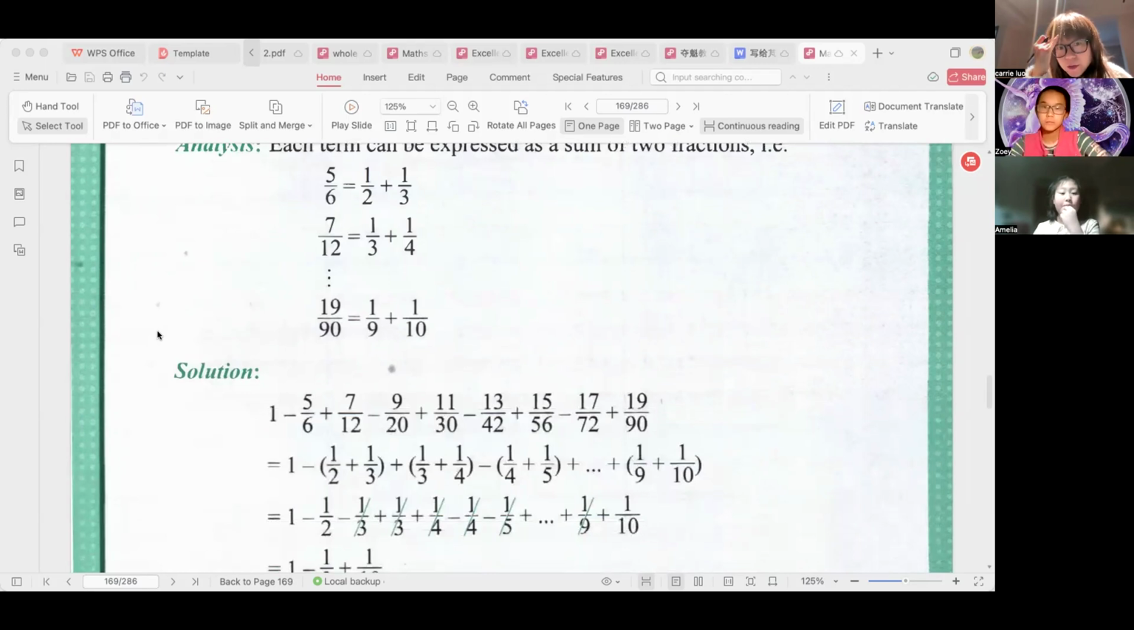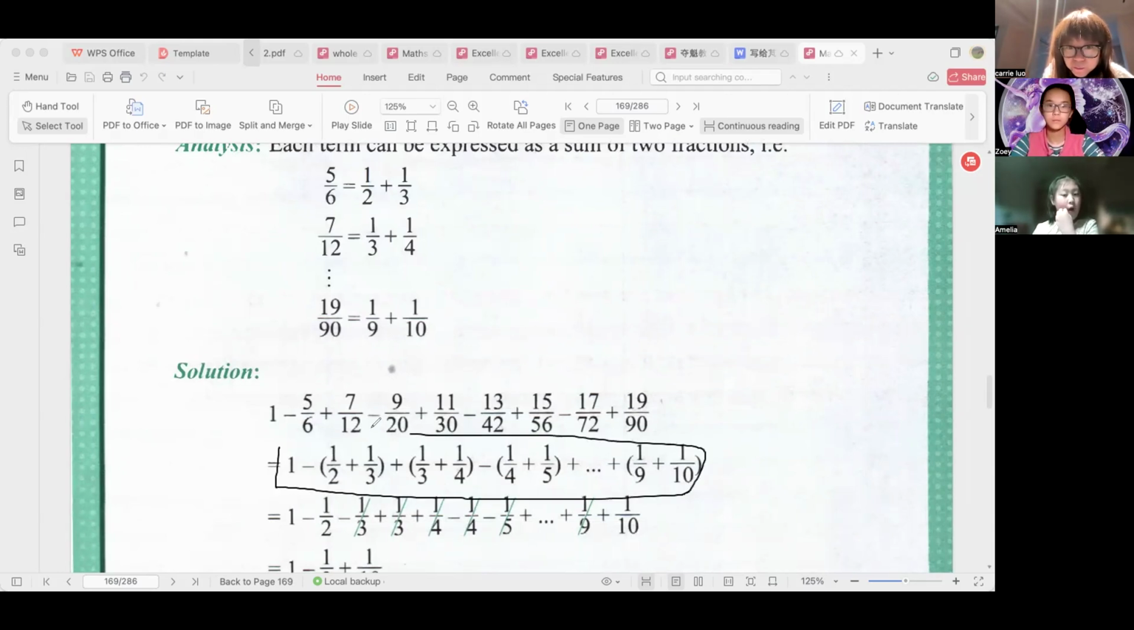5 over 6 equals 1 over 2 plus 1 over 3. 7 over 12 equals 1 over 3 plus 1 over 4. Right? So I want you to have the ability to write all of them in this way. And all of them are gone, so only the first term and the last term exist.